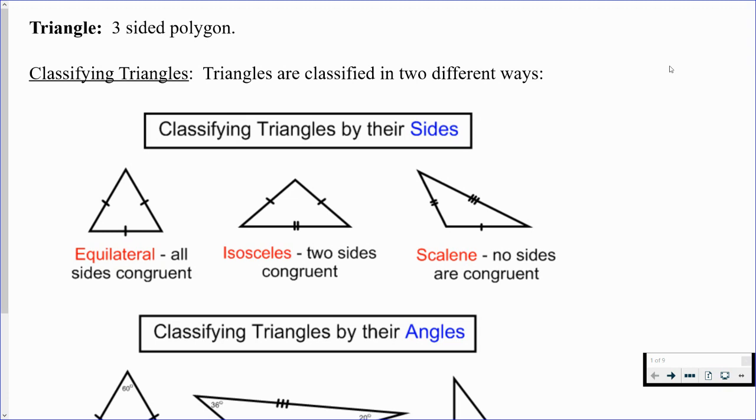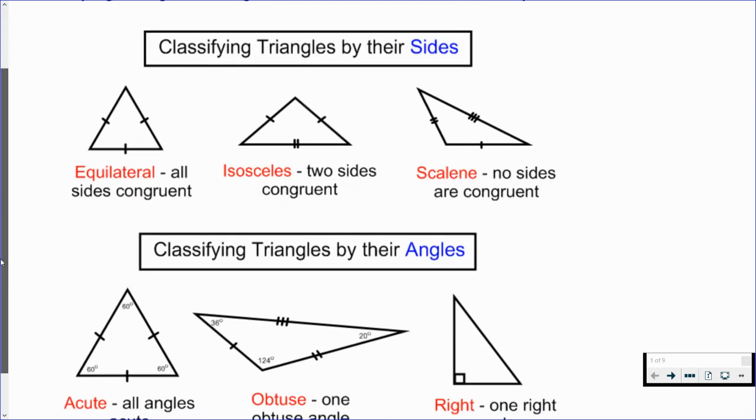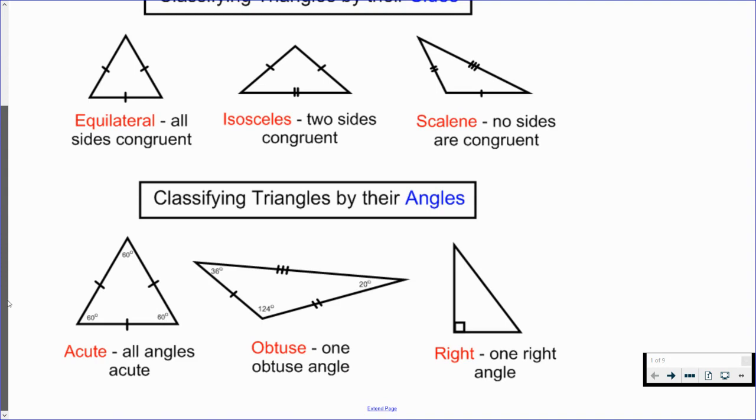We could say that a triangle is equilateral, which happens when all of the sides are congruent. We could say that a triangle is isosceles when two of the sides are congruent. Or we could say that a triangle is scalene when none of the sides are congruent. Okay, so if there are no sides that have equal measure, then that's scalene. Two sides equal, that's isosceles, and then all three the same are equilateral.